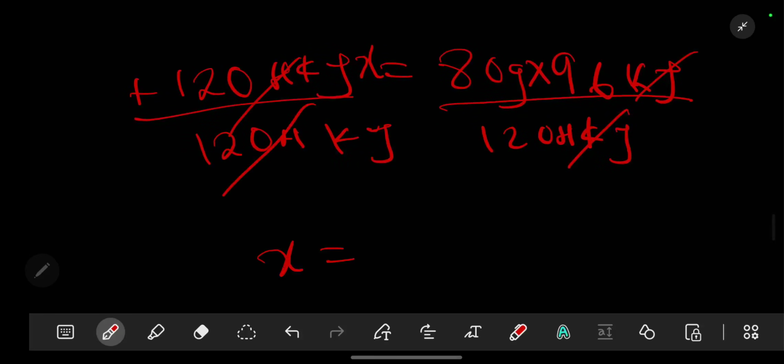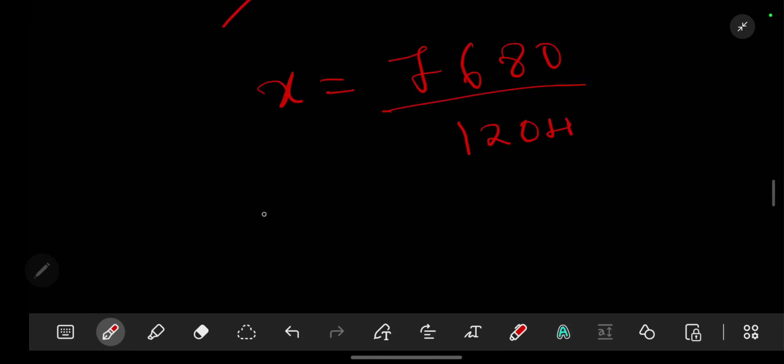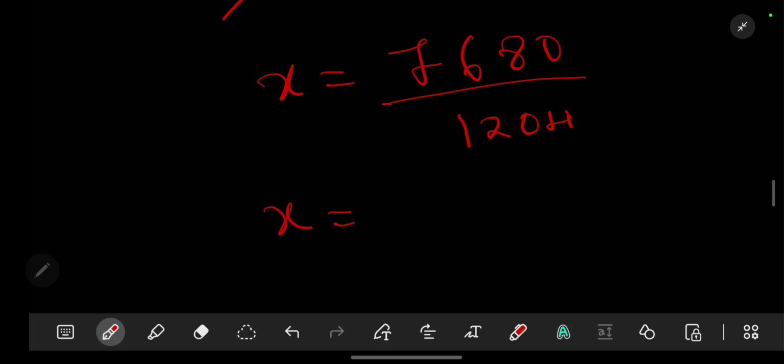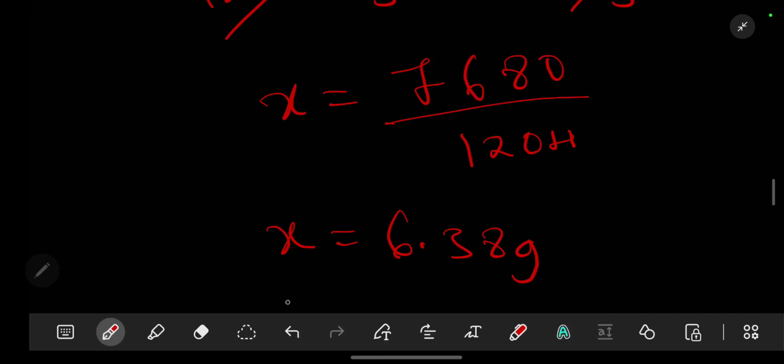So that's how come the gram remains. So our X should be equal to 80 times 96. This gives us 7,680 over 1,204. Then our X should be equal to this divided by 1,204. So this gives us a value that is equivalent to 6.38 grams. So this will be our mass for that one. Let's move on to our next problem.